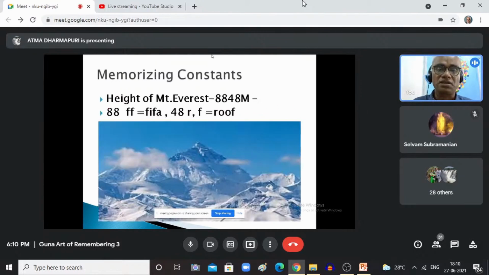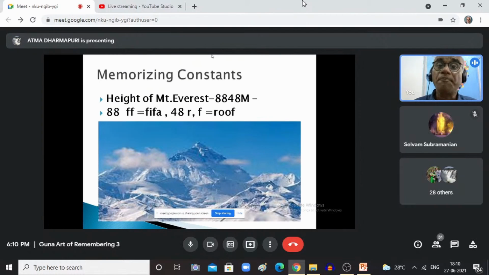For important scientific data, you can also convert like this. For example, memorizing constants: as a student you have a lot of constants you need to remember. So you can form a funny story using this phonetic method. For example, the height of Mount Everest is 8848 meters. So 88 in the phonetic is FF. You can convert it to FIFA.